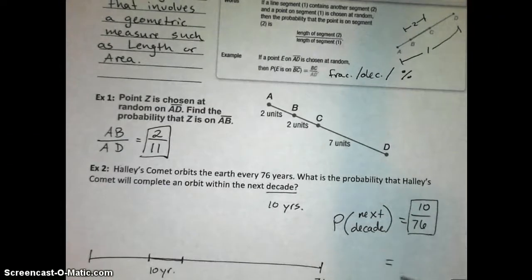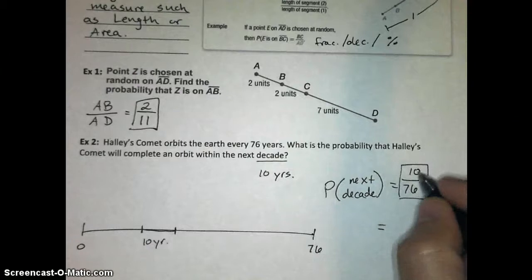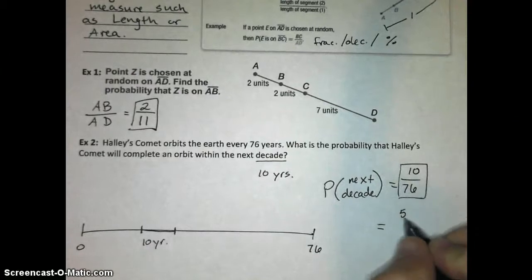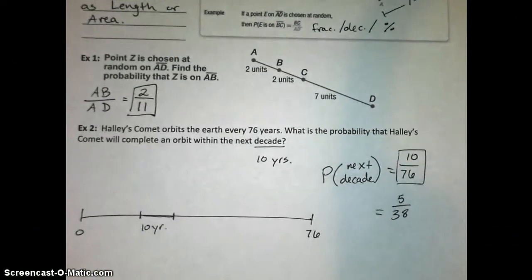Now, we do want to reduce that if we can, and that would definitely be able to be reduced because we can divide both of them by 2. That would be 5 over 38. Sorry for that delay.